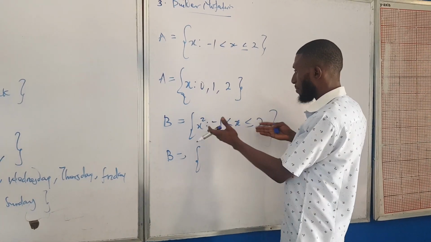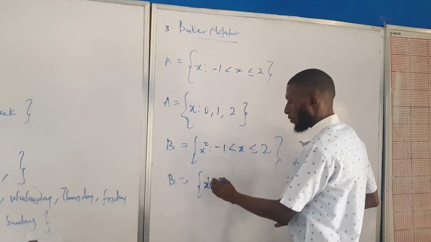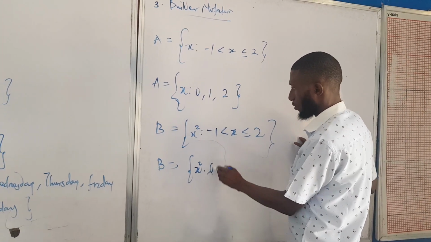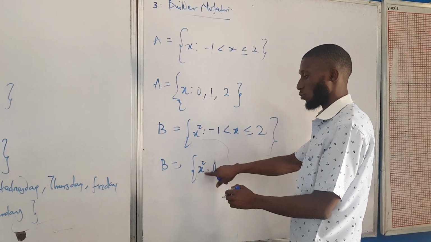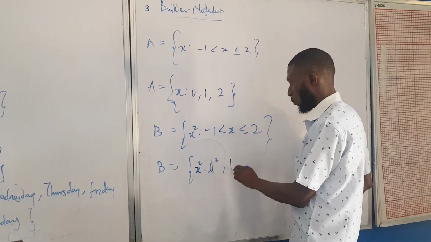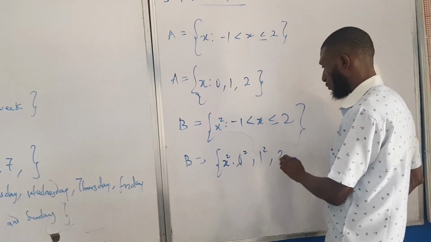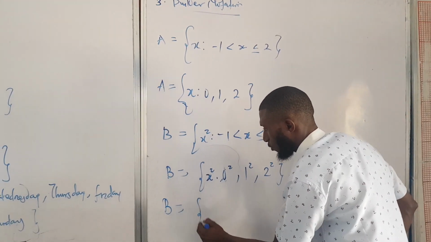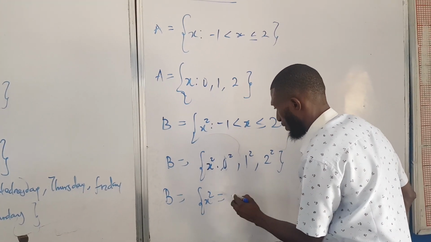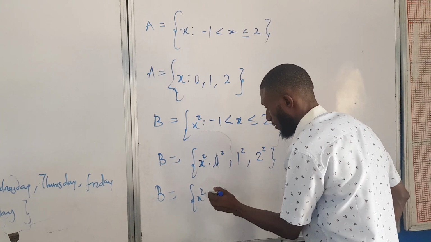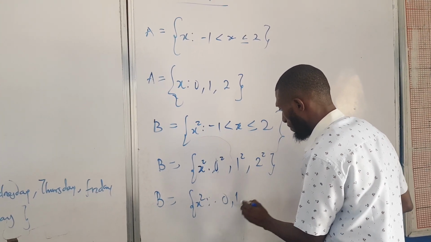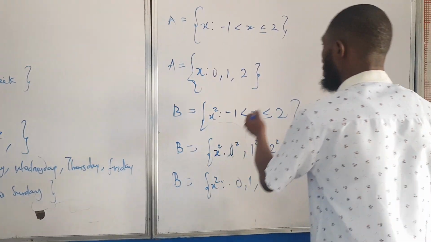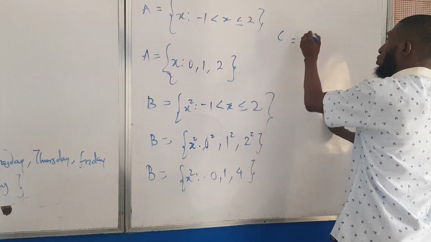I remember that the range of this set is, let's say, from 0, but this time around we are looking for x squared. Then you square it: 1 squared, and we have 2 squared, which is our value. Then from P now, the values of x squared are 0, 1, 4.